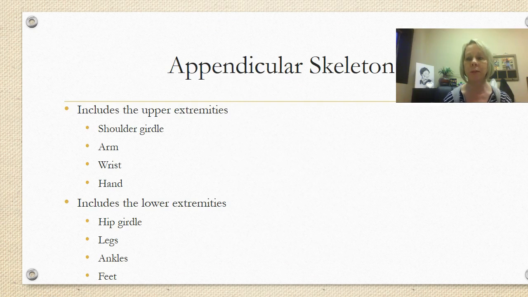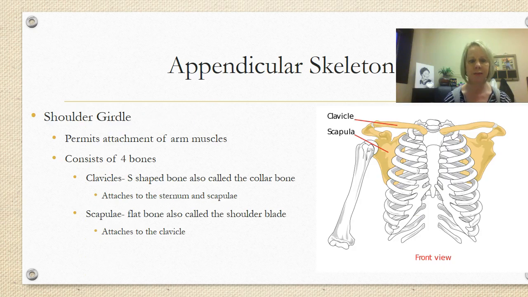The upper extremity is made of the shoulder girdle, the arm, wrist, and hand. The lower extremities include the hip girdle, legs, ankles, and feet. So the shoulder girdle you can see here is made of the collarbone, which we'll call the clavicle, and the scapula, or the shoulder blade. And they meet up here and connect. And then the humerus, this bone, is going to connect in to a portion of the scapula.